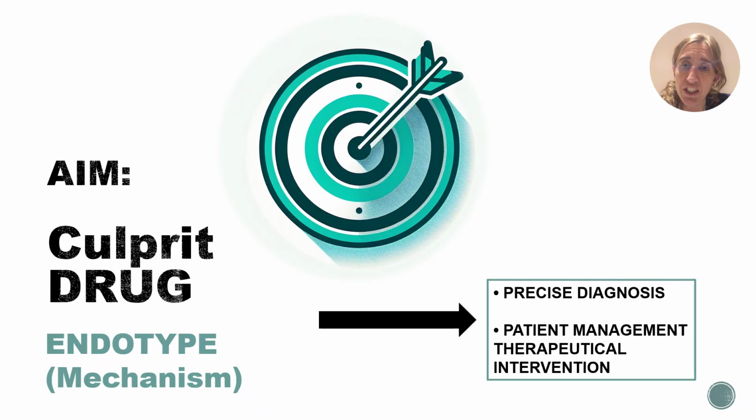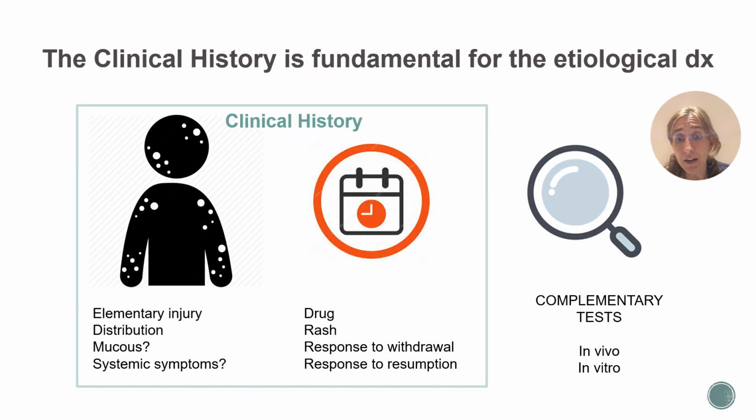We may have desensitization procedure applications, accuracy of drug avoidance and recommendations, future alternative drug recommendations, and understanding the roles of comorbidities. And for this, the clinical history is fundamental for the etiological diagnosis. We have to take into account the elementary lesion, the distribution, whether there is mucous involvement or not, the systemic symptoms, and also the calendar, the drug, the response to withdrawal, the response to resumption, and the delay of onset, early onset, etc.